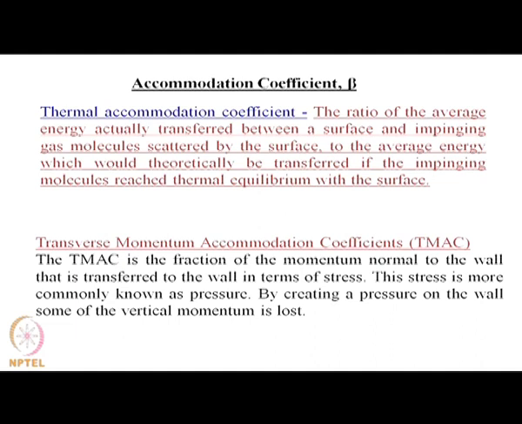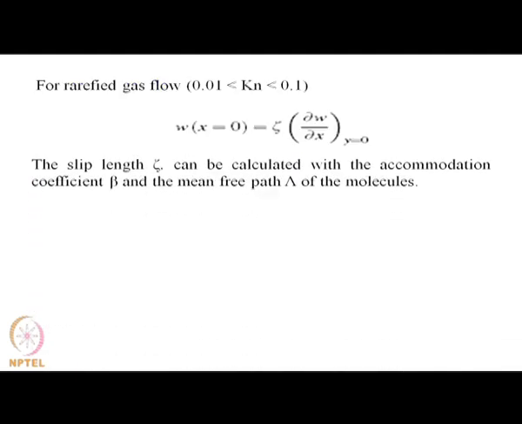strikes a wall. For rarefied gases, the velocity at the interface is not equal to 0, rather it is modeled as a function of a slip length and a gradient of velocity at the wall. This is used as the boundary condition for rarefied gases, and by rarefied gas we mean when the Knudsen number is greater than 0.01 but less than 0.1.